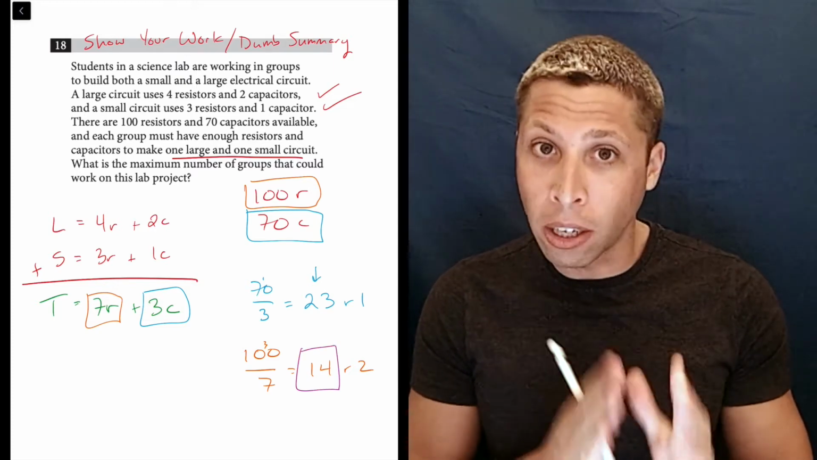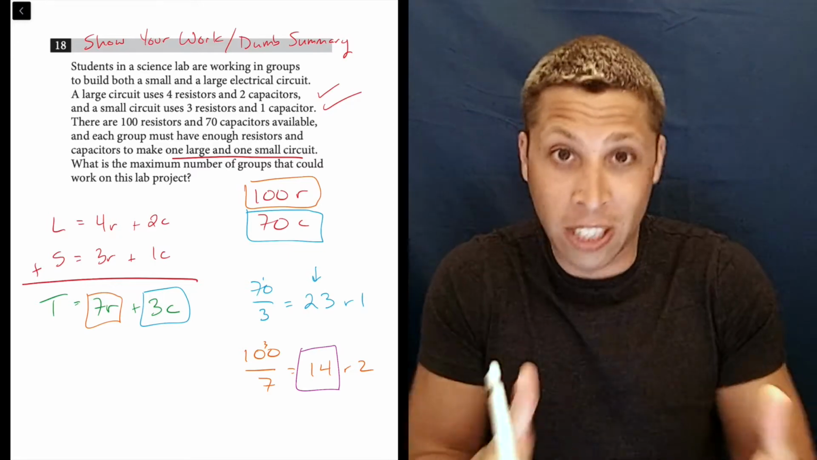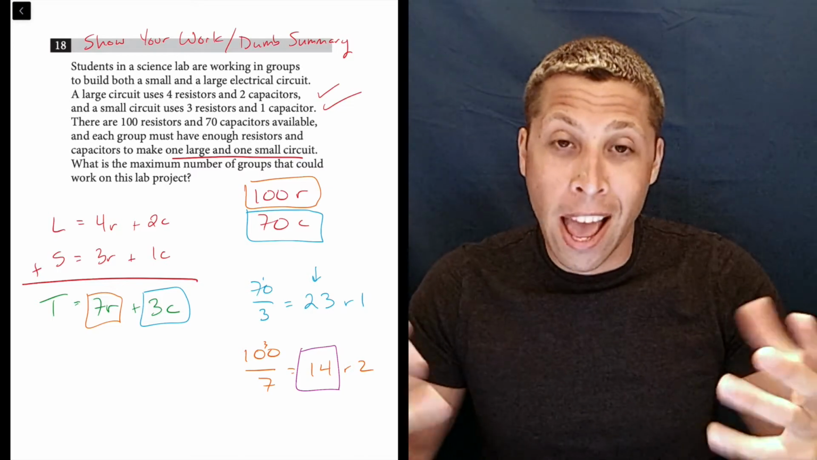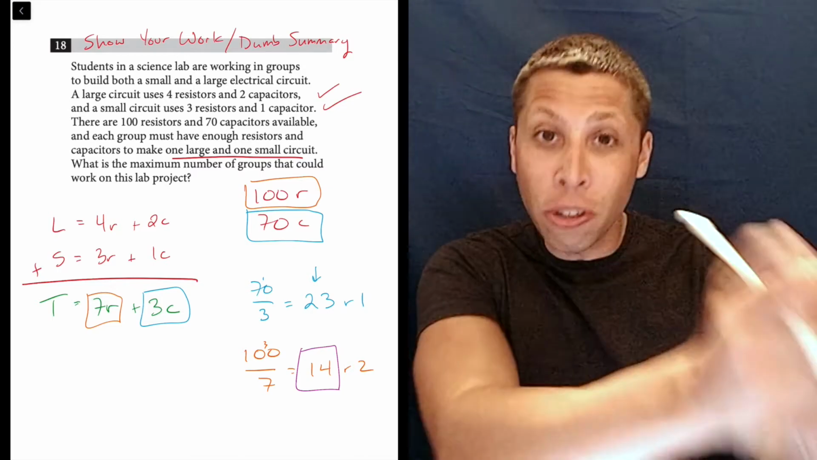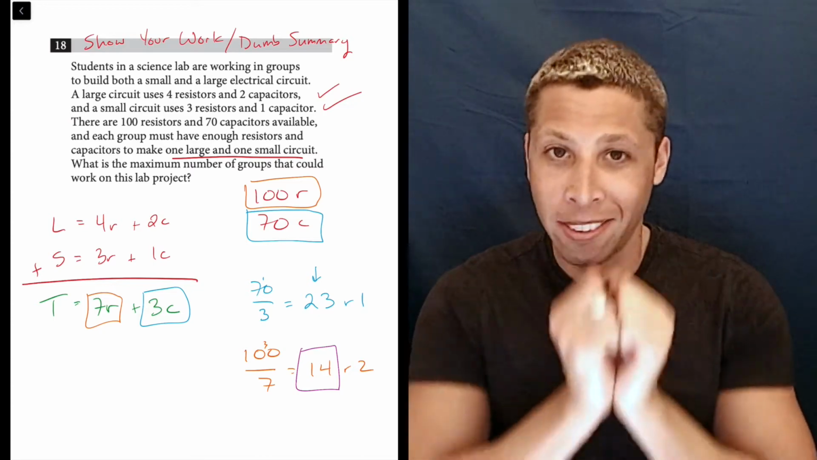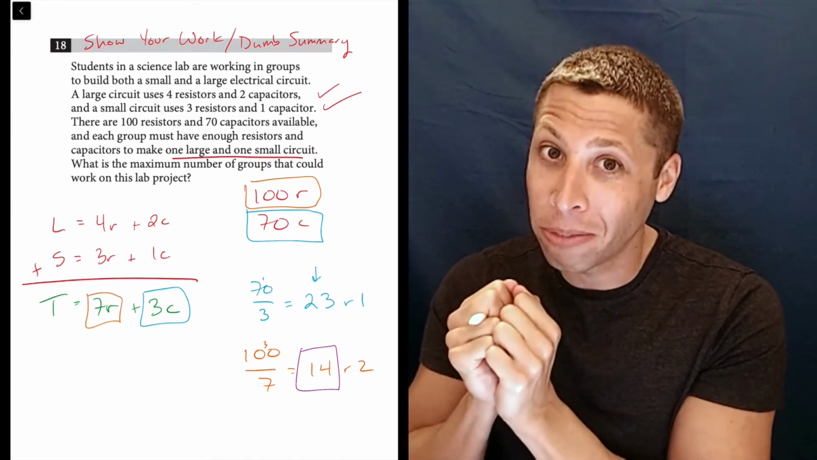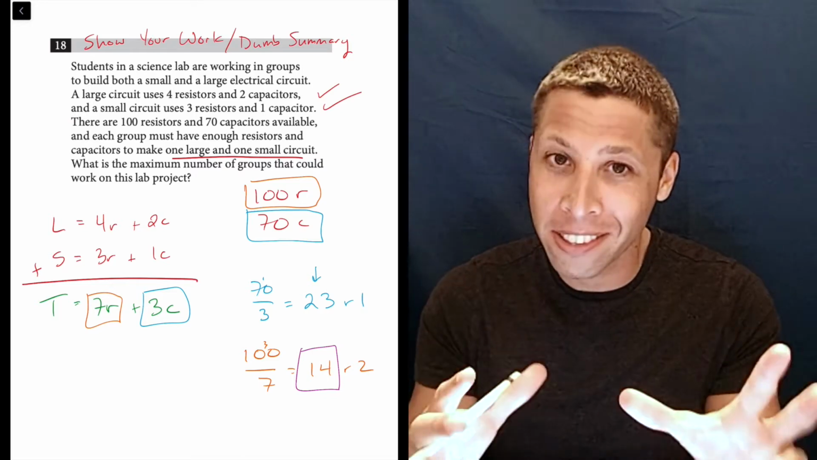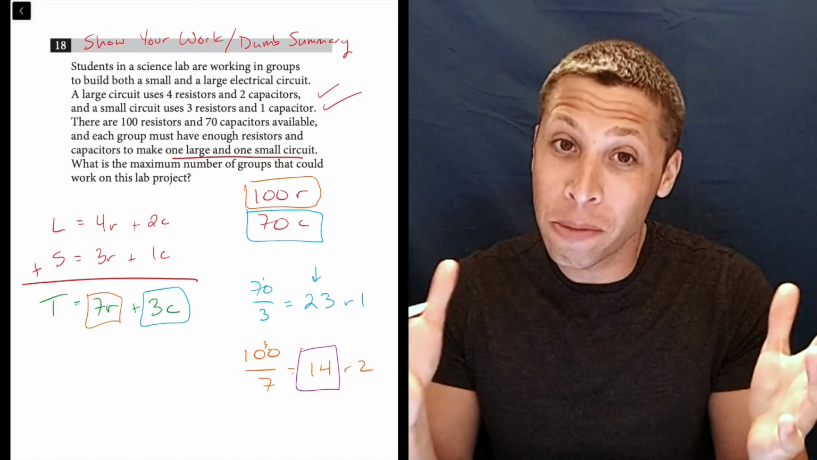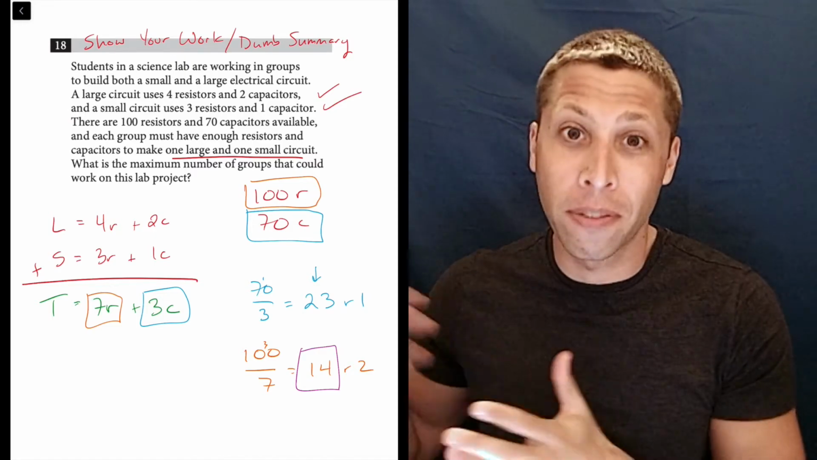And just to be clear, what does that mean? That means that I have 100 resistors in a bucket, I guess. And we're taking them out. We're giving 7 resistors to each group. And we can do that 14 times before we're basically out of resistors. Not totally out, but there's 2 left in the box. But as far as making more groups goes, 14 is the max. We do not have enough for a 15th group.